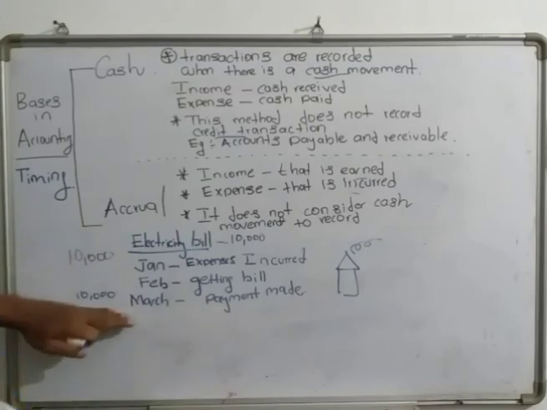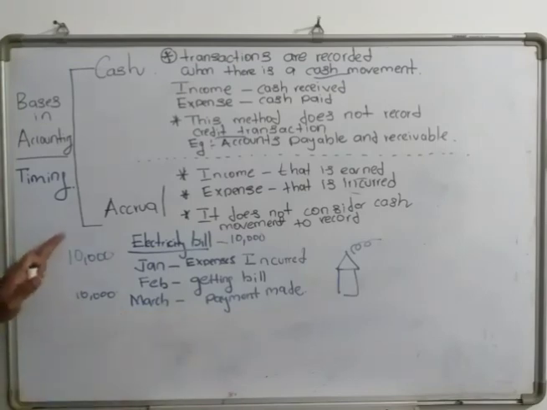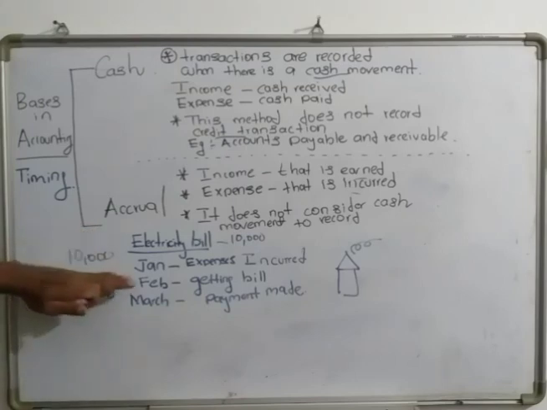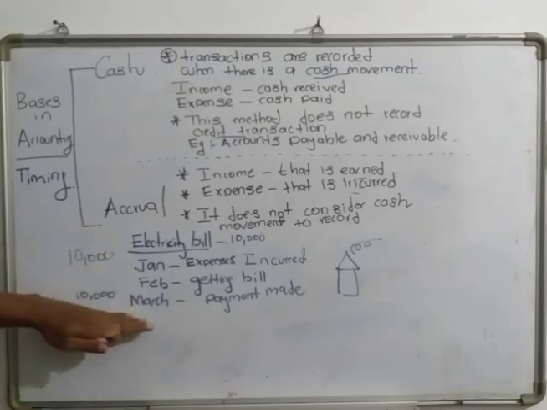Under cash basis, you will record when payment is made, that is in the month of March. Anyhow you are going to record this 10,000, but the timing is different. Here you are recording in January, here you are recording in March. So it is a timing difference. Anyhow, you are going to record this 10,000.